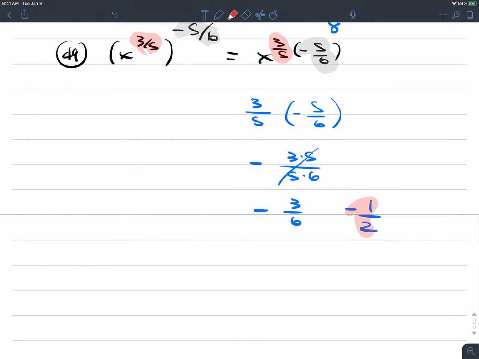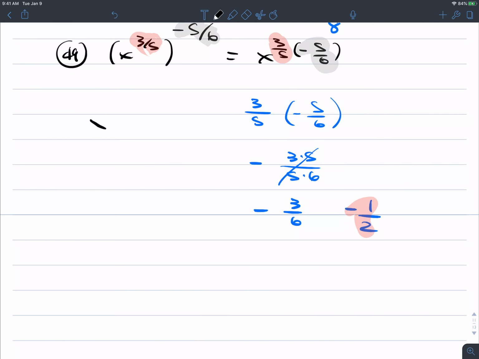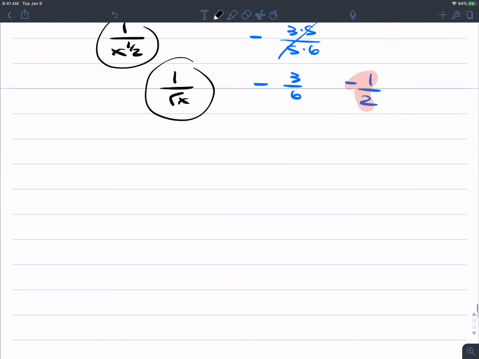Okay, you guys okay with this? So we have x to the negative 1/2. That's not a positive power. It's 1 over x to the positive 1/2, or 1 over the square root of x. It's number 49. We finally got to the 50s.